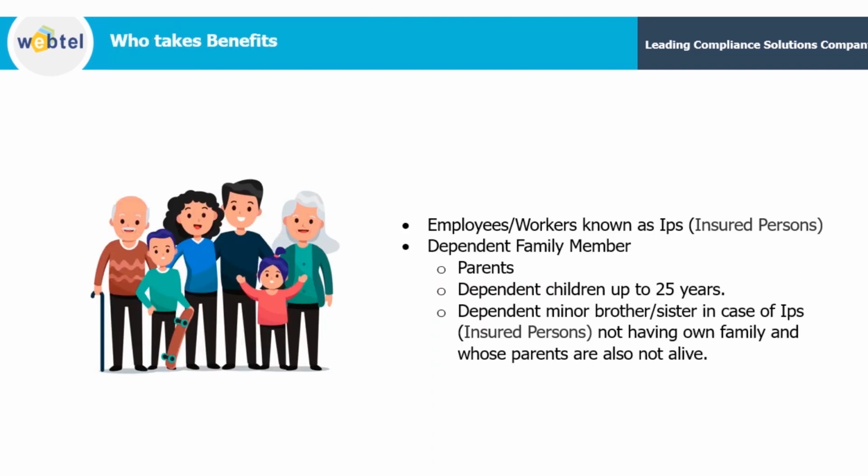Now, coming to who is eligible to get the benefits of ESIC. Basically, employees can have the benefit. Employees are termed as IPs, that is, insured persons, and any family member of the insured person. It could be dependent family members such as parents, dependent children if they are up to 25 years of age, and a dependent minor brother or sister in case the insured person does not have his own family and whose parents are also not alive.